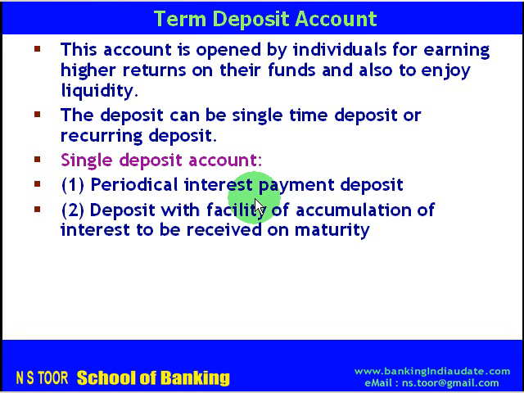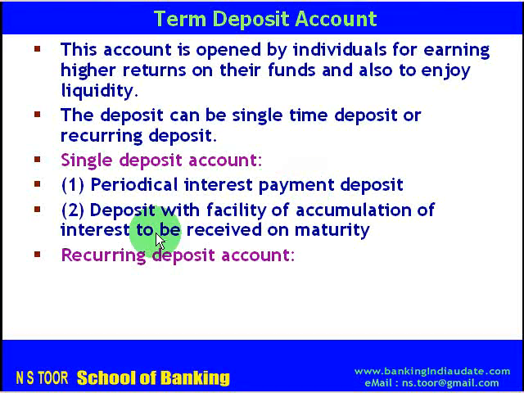And another variant which is very popular, so deposit with facility of accumulation of interest to be received on maturity. This is the most popular one. Those who want a regular income, they go for this option where they get periodical interest. And those who want to earn interest and get that interest accumulated and reinvested, they go for this option. So in case of fixed deposit account or single deposit accounts, there are two variants.